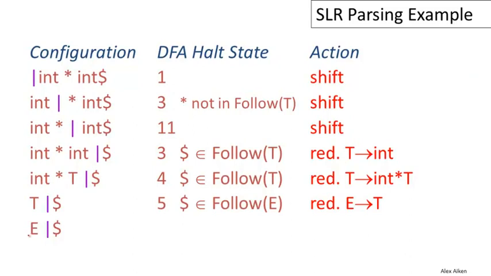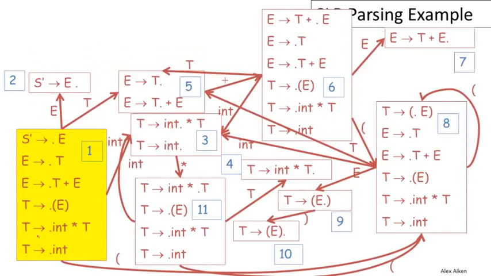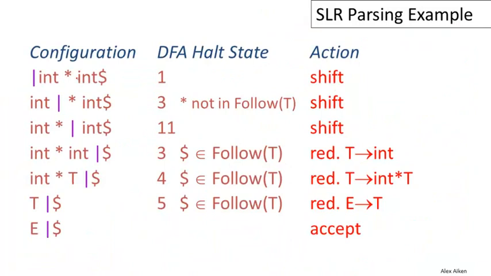And now we have this stack contents consisting only of e. Let's see what happens in that situation. Now we make a transition to this state, state 2, and we only have one item, s prime goes to e dot, and so this is a reduce move, and again, dollar is in the follow of s prime, because that is the start symbol, and since that is the start symbol, we accept at this point. So once we get to that item as our reduce move, we know that the input has been successfully parsed.